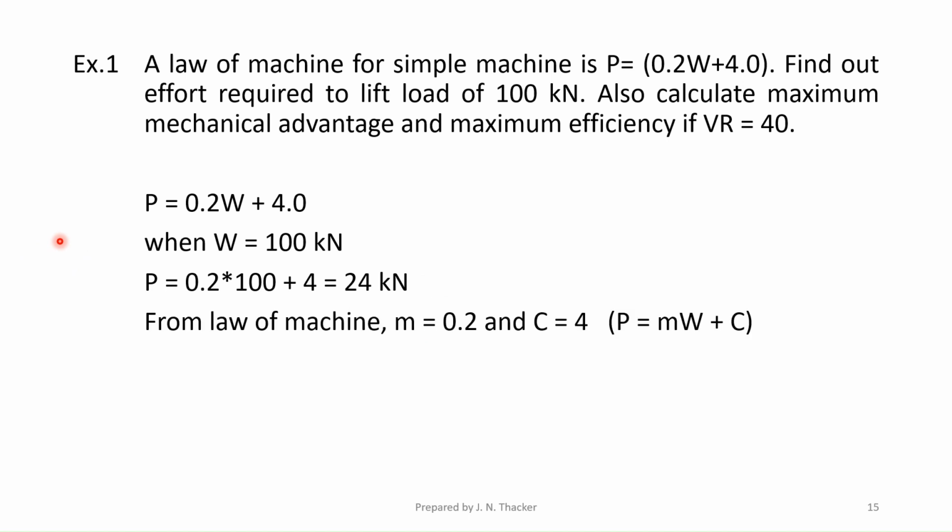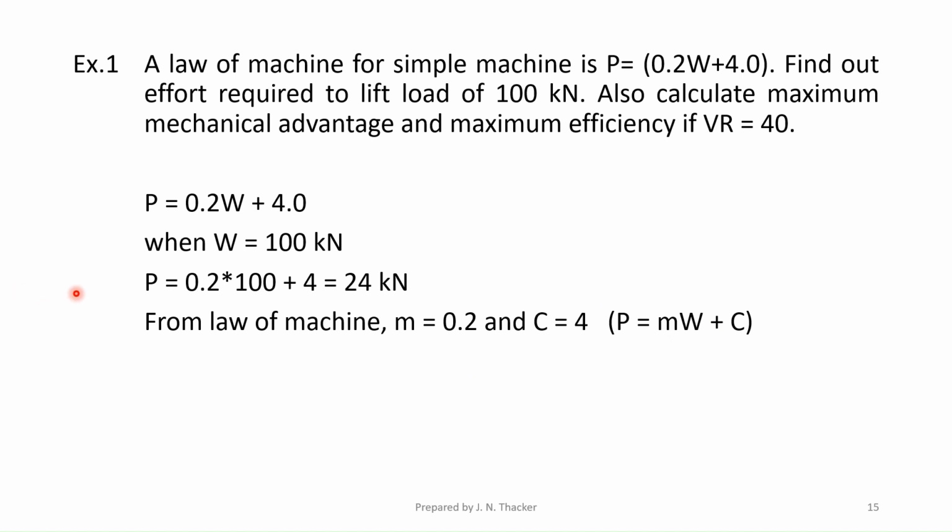Again, from the law of machine, we know that P is equal to mW plus C. Now comparing these two, you get m is equal to 0.2, right? We are comparing this law of machine and the ideal law of machine. So m is equal to 0.2 and c is equal to 4. So you are getting the value of m and c both.